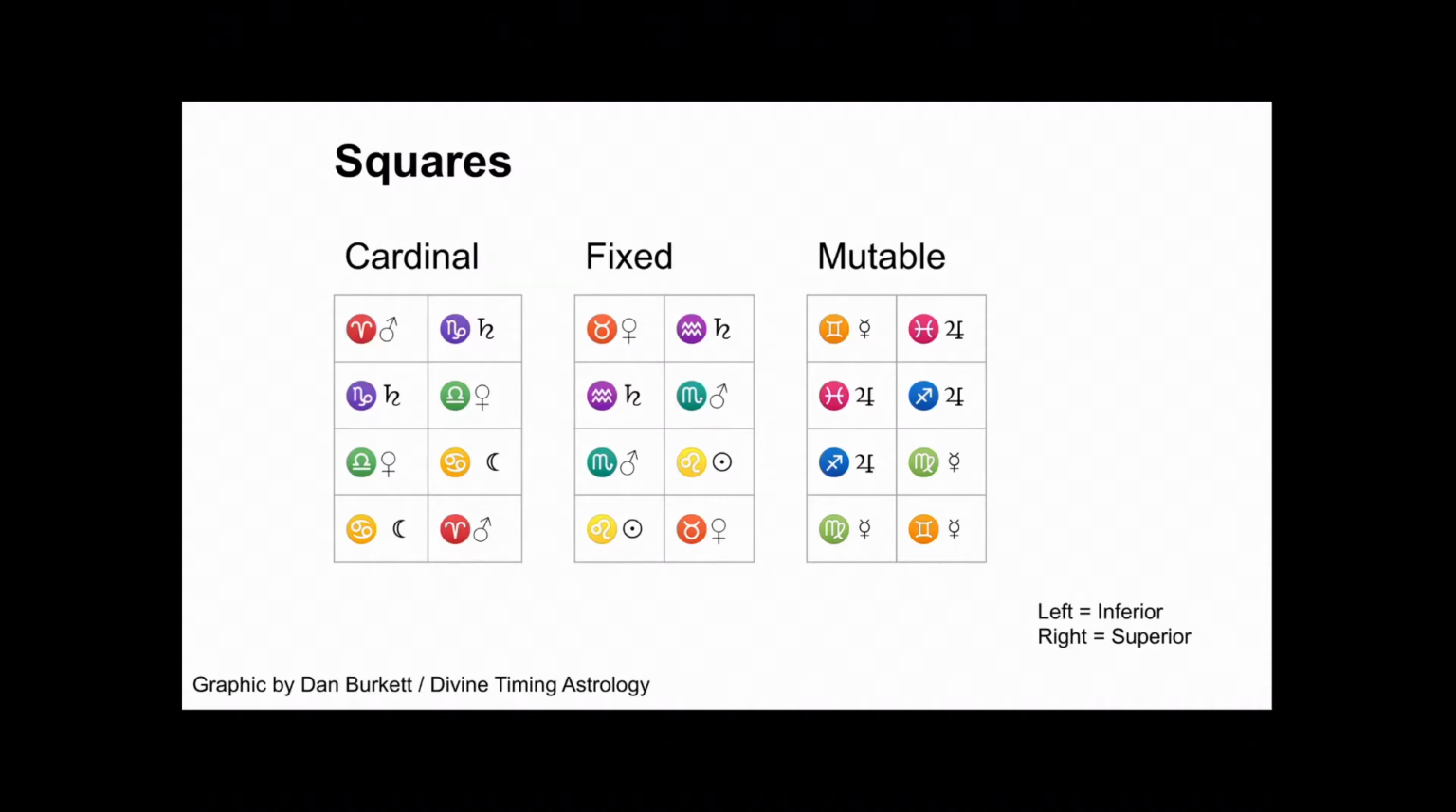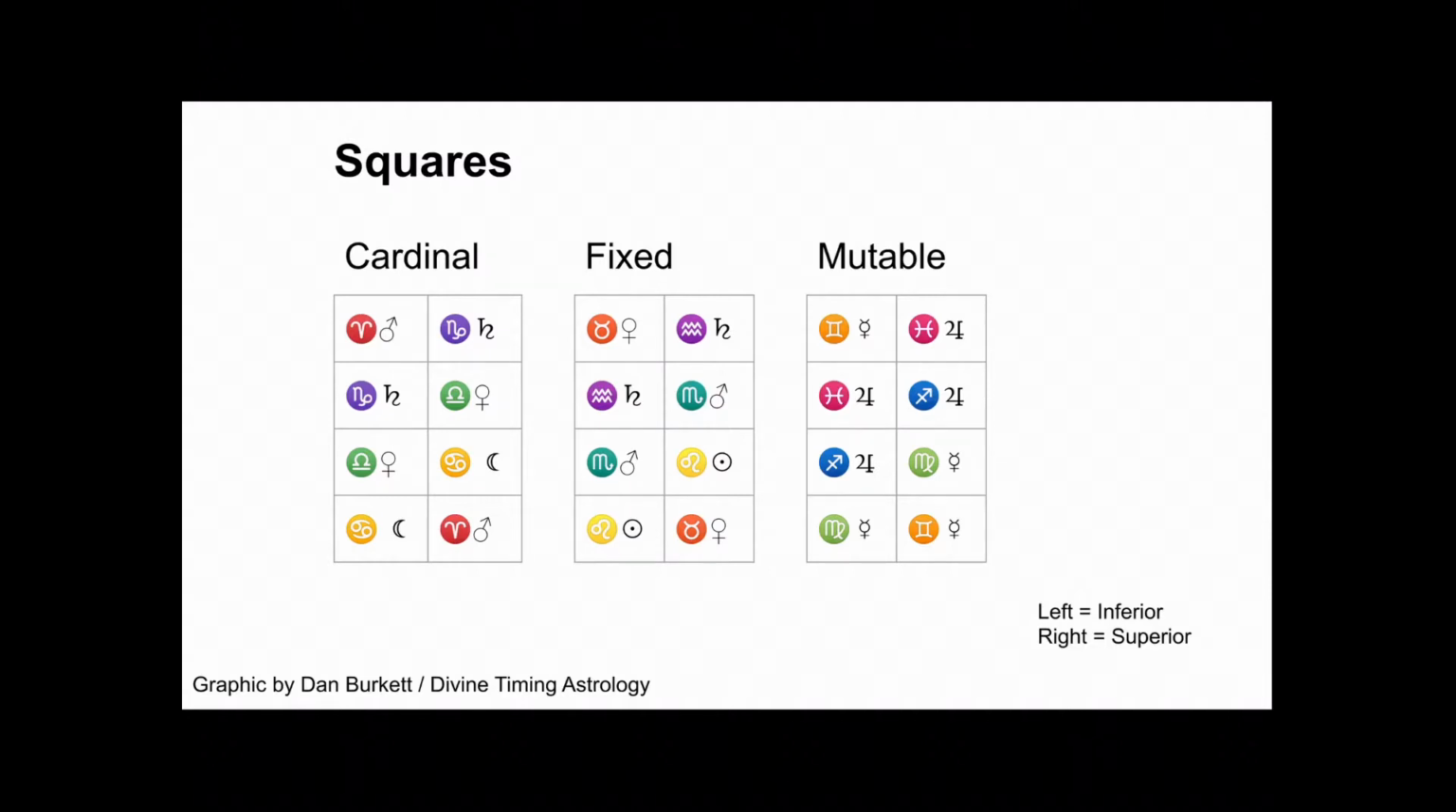What I'm emphasizing with my project here is whole sign aspects, and that the true meaning of a square, as I'm putting forth here, isn't just a 90-degree angle, but rather the relationship from one sign to another. If you really want to understand in a pure sense what square means, you're going to have to look at these combinations, of which there are only 12.